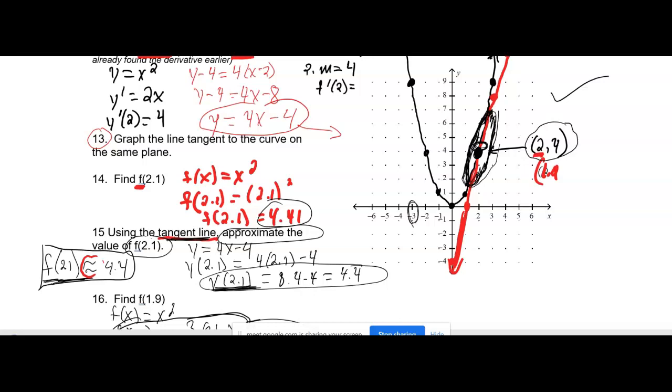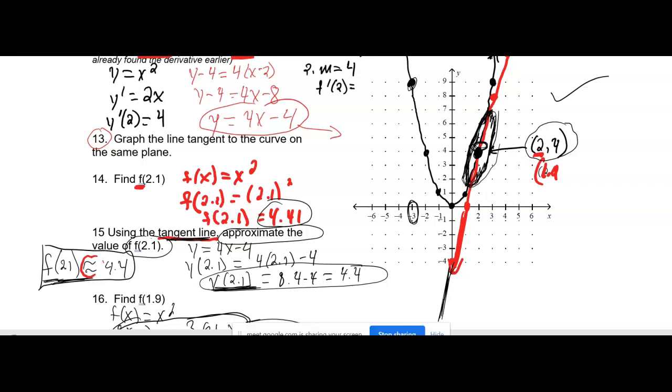So way over here at a negative 3, if I extend my line and we look at where our curve is, they're nowhere close to each other. So when we're using these lines for approximations, we need to make sure that we just stay relatively close to the point that we are trying to approximate. And if not, then the error is going to grow pretty quickly.